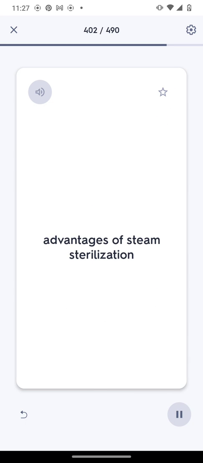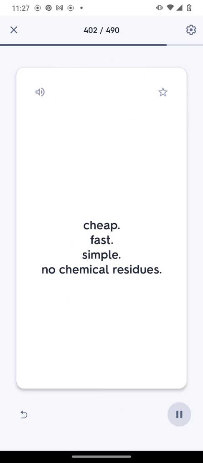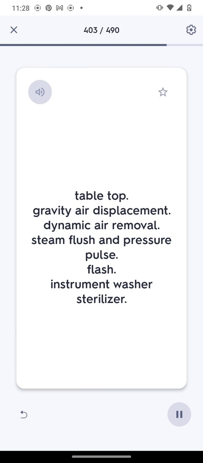Advantages of steam sterilization: cheap, fast, simple, no chemical residues. Types of steam sterilizers: tabletop, gravity air displacement, dynamic air removal, steam flush and pressure pulse, flash, instrument washer sterilizer.